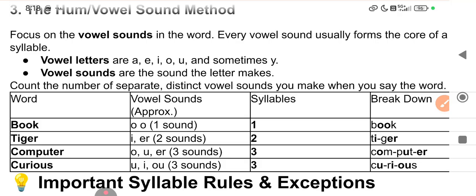But broadly, you should remember that the number of vowel sounds means the number of syllables. है ना? तो एक वर्ड में जितने वॉवल साउंड होते हैं उतने सिलेबल का वो वर्ड होगा. दिस वे यू कैन रिमेंबर, बट एक्सेप्शंस आर देयर, विल डिस्कस इट.